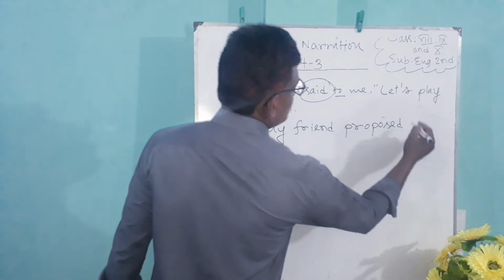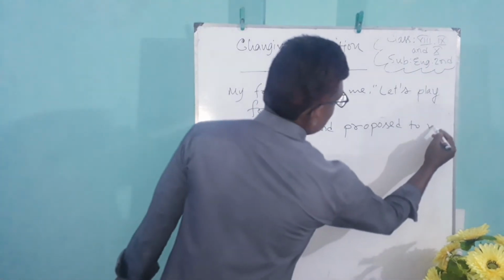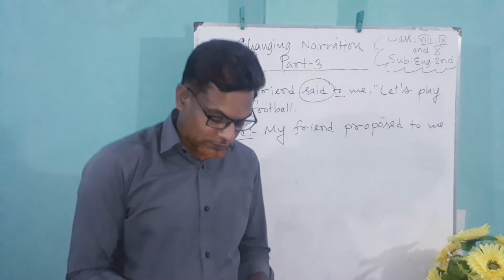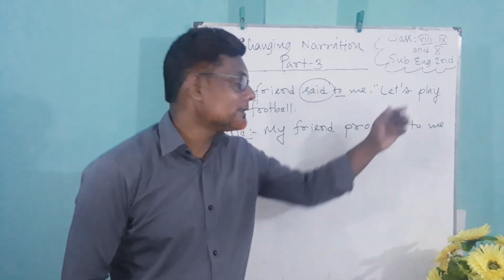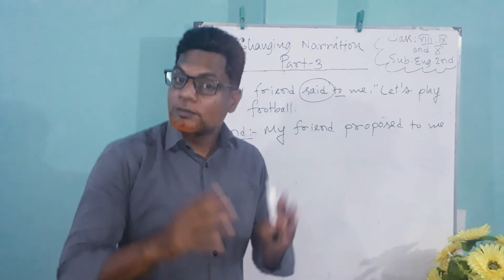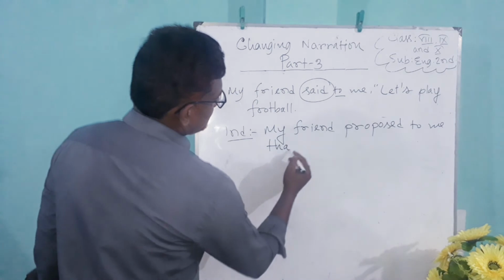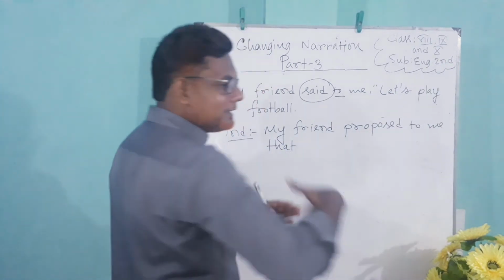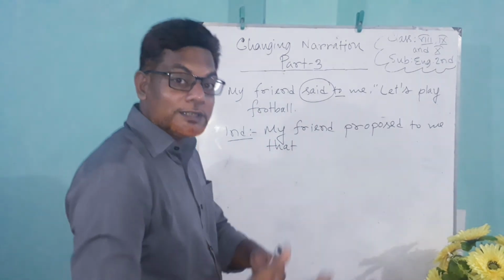And for proposal we can use to. Then the object is me. Then we have to use a connector to connect the reported speech. To connect the reported speech, what will be used? As the sentence has started with let, we will use that as the connector. So we will use that here. Then the sentence of the reported speech will be changed into assertive. It was imperative, it will be changed into assertive.